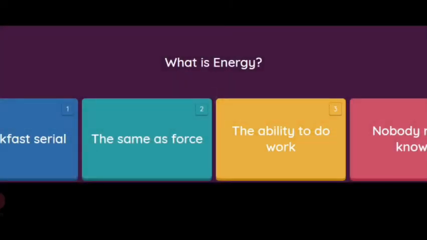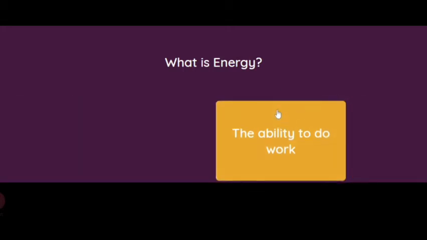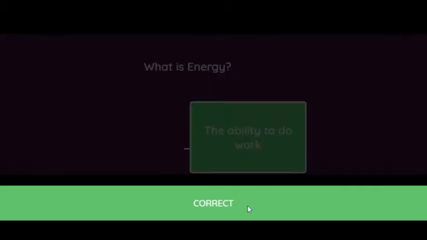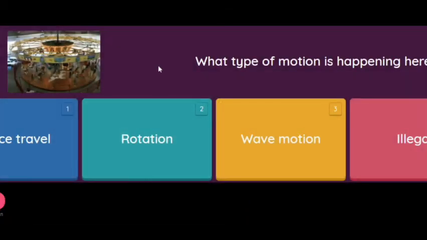Now, here's your first question. This is just a normal, run-of-the-mill, multiple choice question. I ask you a pretty simple thing, and I look for a pretty simple answer. So you just pick the right one, go ahead and click on it. Obviously, the ability to do work. You get feedback. You were right.